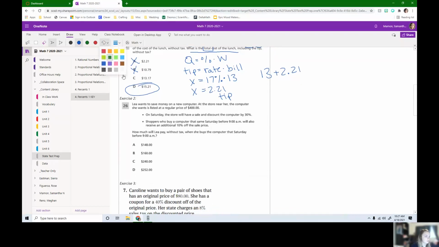For number 2, we have Leah. Leah wants to save money on a new computer. At the store near her, the computer she wants is listed at a regular price of $400. On Saturday, the store will have a sale and discount the computer by 30%. So discount means take it away.